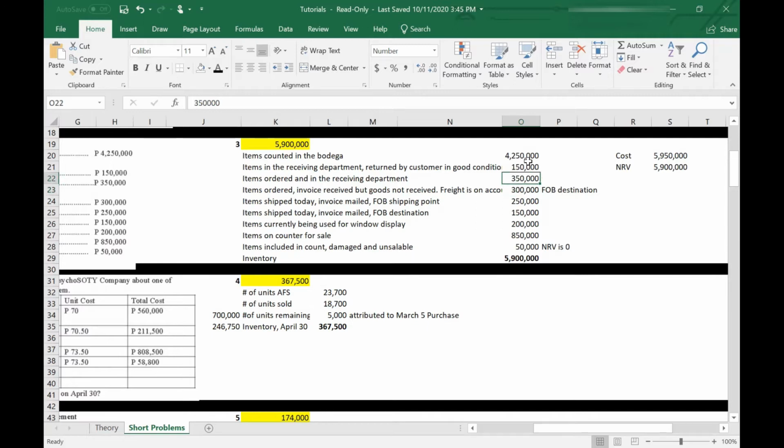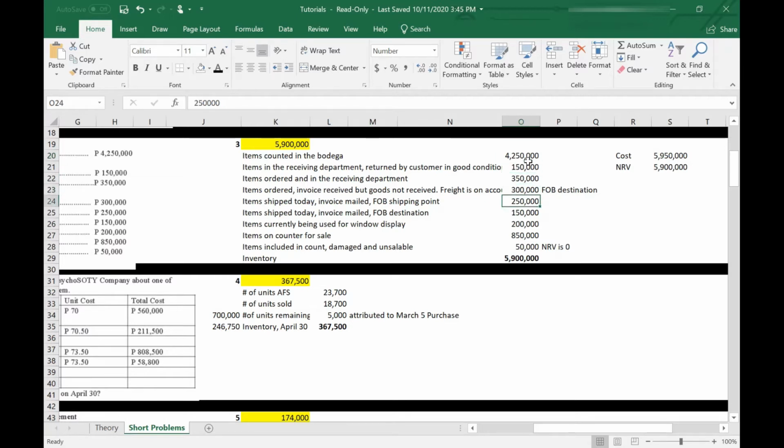Because when you determined the 4,250,000 pesos, you didn't include the 300,000 pesos. Right? So the treatment here is for you to ignore the 300,000 pesos. Don't include it. Did you include the 300,000 in the 4,250,000? No. So if you didn't include it, you don't need to do anything with it. But if you considered the 300,000 pesos in this amount, then you have to deduct. But for this problem, you didn't include the 300,000 in the 4,250,000 pesos. So you simply ignore it.